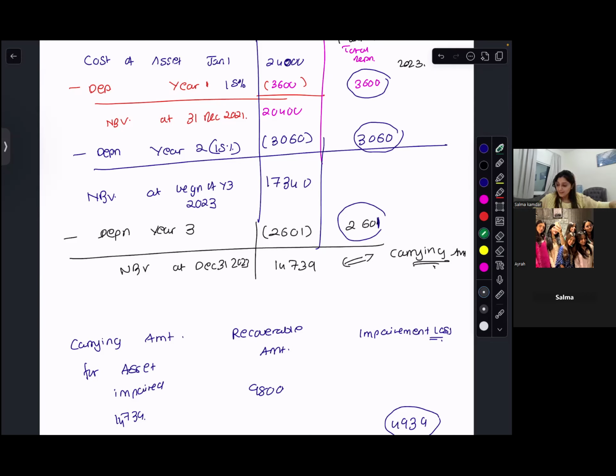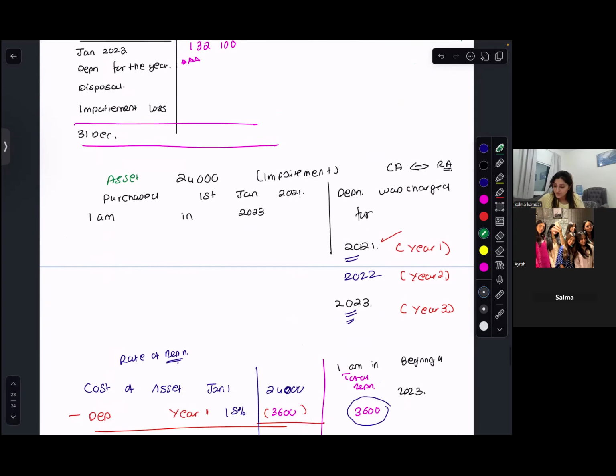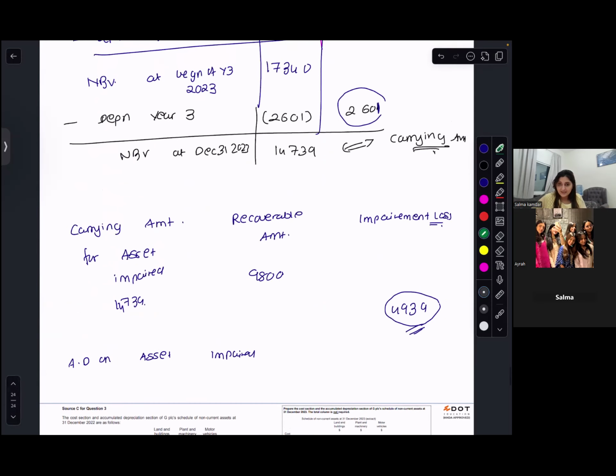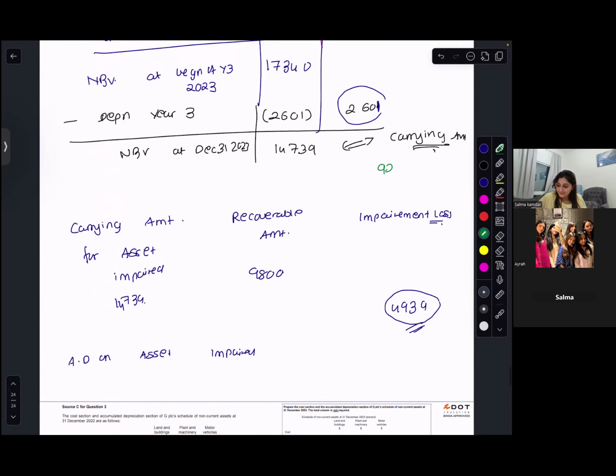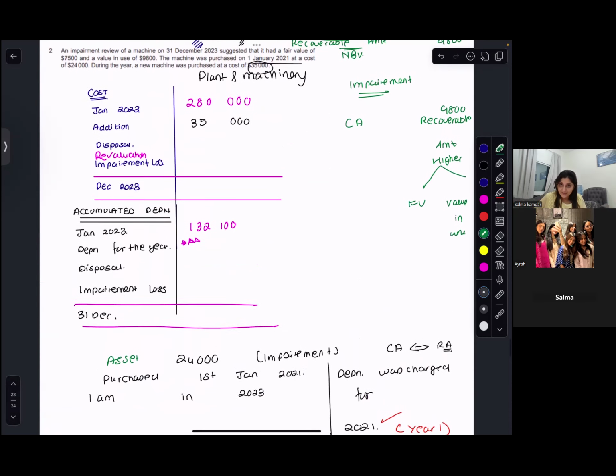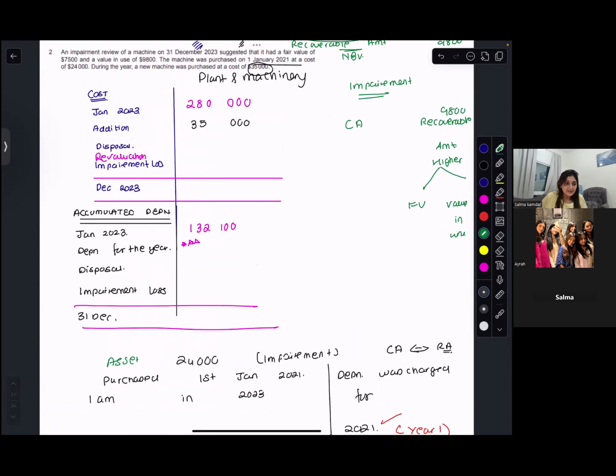So the depreciation that I will remove for the asset impaired is how much? Accumulated depreciation that I'm removing is 9,261. So 9,261 is the depreciation of the asset that is impaired. First, try to digest this fact.